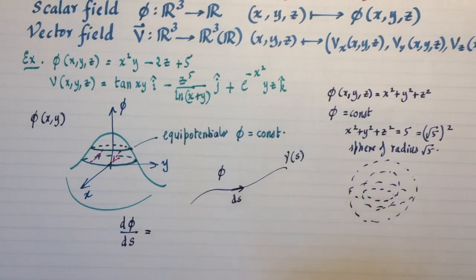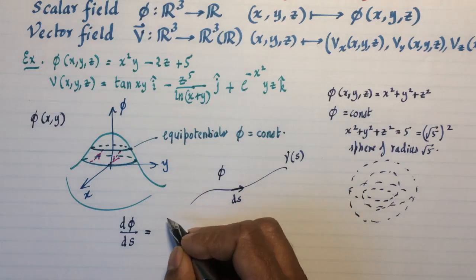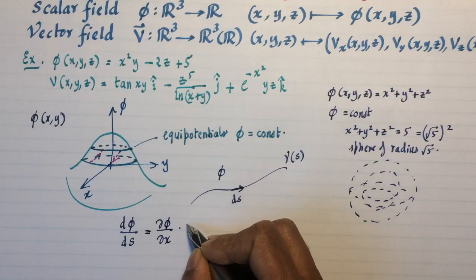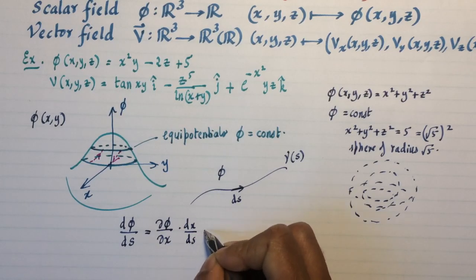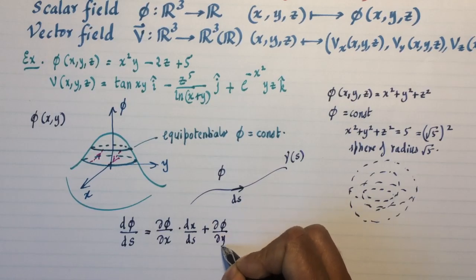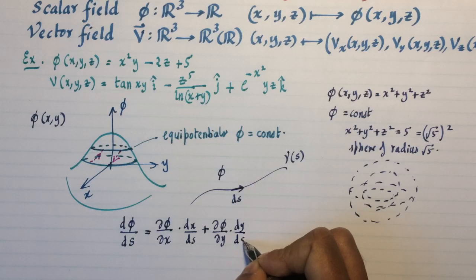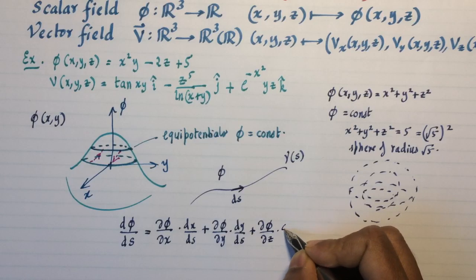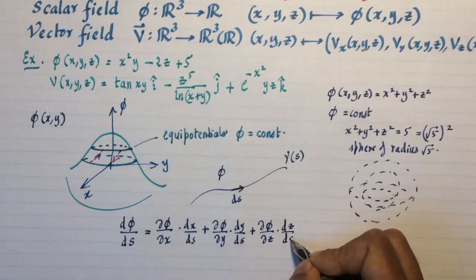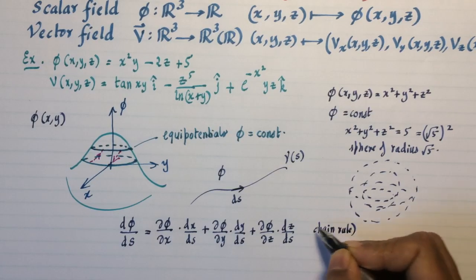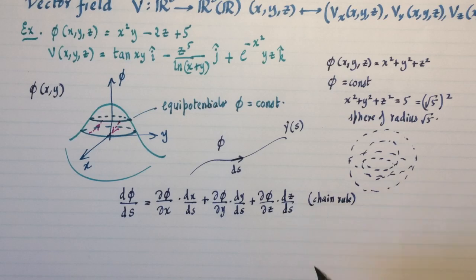Now by the chain rule, this is just the partial derivative of phi with respect to x times dx by ds. And similarly for the y and the z terms. This is sometimes called the chain rule in multivariable calculus. So when you took multivariable calculus, you learned corresponding operations in multivariable.